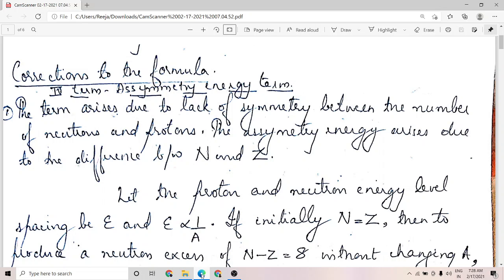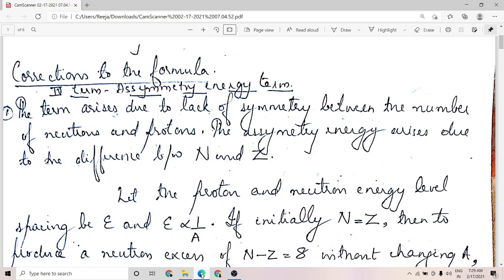Hi students, in today's class we are going to discuss the later half of our essay on the liquid drop model. In the previous class we had discussed how we resort to the use of models to explain the structure, properties and the forces acting inside the nucleus.